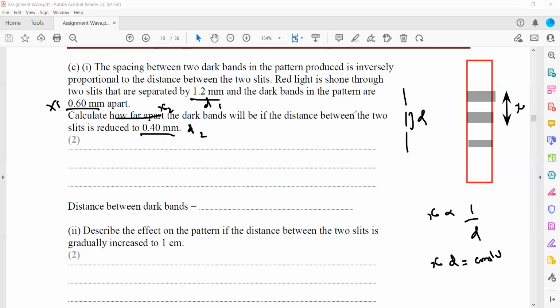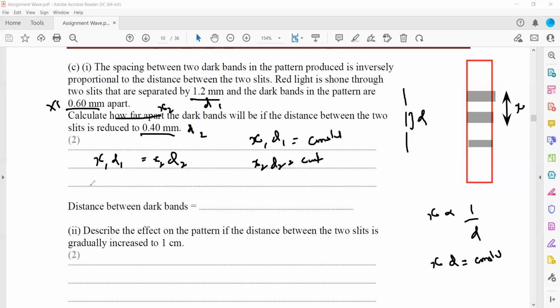and we want the distance between the fringes. Whenever two quantities are inversely proportional, their product is constant. So we can say x1 into d1, the spacing between the fringes and the slit, the product will be constant, and x2 into d2 will also be constant. Or we can also say x1 d1 is equal to x2 d2. So we substitute the value. We don't have to convert the unit when there's a division or comparison or ratio. You don't have to convert the unit, as it will not make a difference.